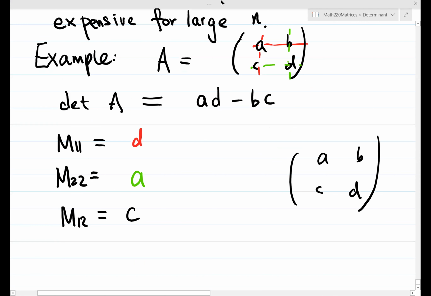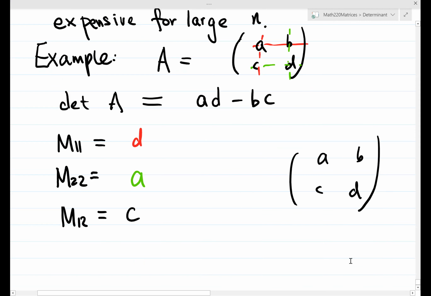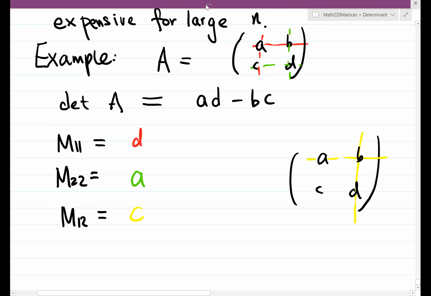Okay, if you delete, let's use another color, let's use yellow. If we delete the first row, second column, then the remaining thing will be C. Okay, now M21.